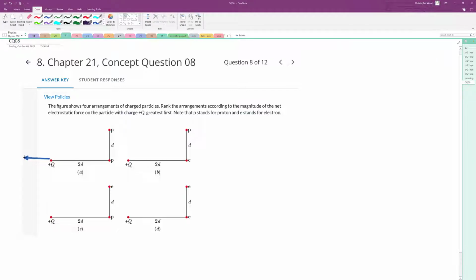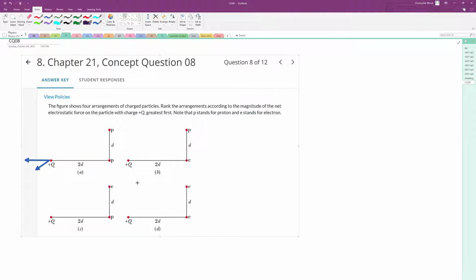Draw some force vectors. This is the force of P on Q, the P that's to the right. This is the force of P on Q. This arrow is a little bit shorter because this P right here is farther away than this P right here.